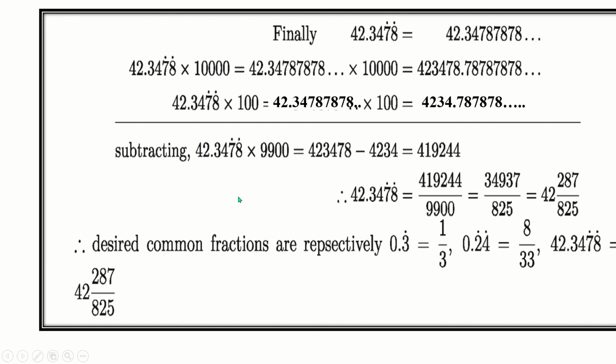Clear? Then this equals this divided by 99. And after calculating, we'll get this. No problem. Clear everyone? Okay. Again, we'll explain more.